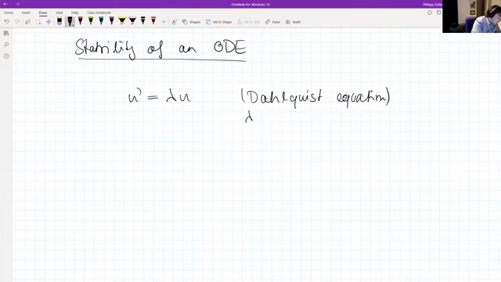The lambda, the coefficient here, can actually be a complex number, so it can be lambda r plus lambda I. And of course, u prime is the derivative, and u is the solution. Good. So how do we solve this? First of all, maybe it's interesting to look at the exact solution.